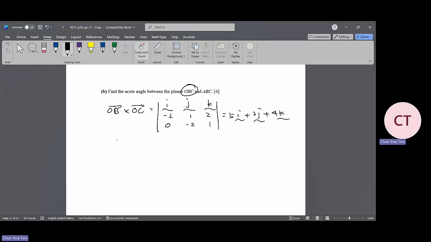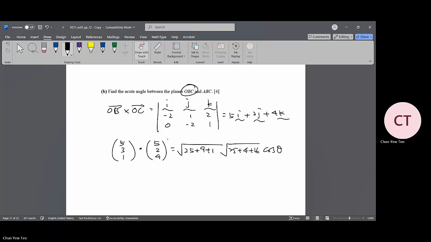Okay, so to find the acute angle between the two planes, just do the dot product between them. So this is normal number one. Normal number one just now from part A is 5, 3, 1. And then this is the normal for number two. For 5, 3, 1, it will be 25 plus 9 plus 1. This one will be 25 plus 4 plus 16. In order to get the acute angle, you put the modulus.